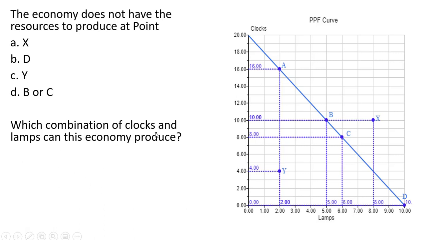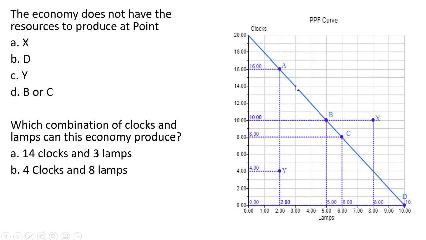Which combination of clocks and lamps can this economy produce? This economy can produce 14 clocks and 3 lamps. That is going to be a point on the PPF. So finding 14 clocks, moving over to find 3 lamps. That is a point on the PPF. How about 4 clocks and 8 lamps? Here's 4 clocks, moving across. Here's 8 lamps, so that would be a point on the PPF. So the economy can produce 4 clocks and 8 lamps.